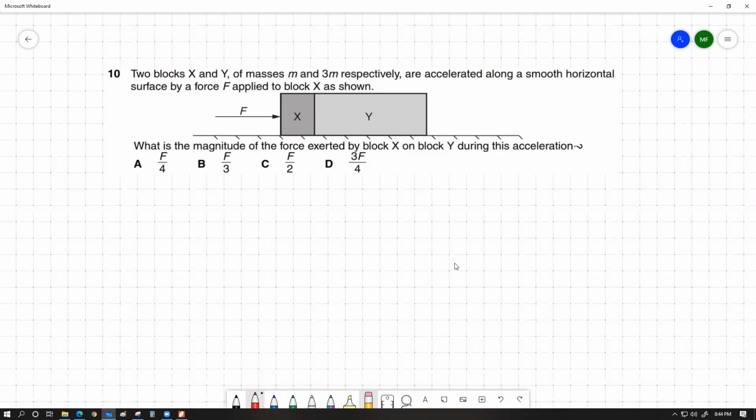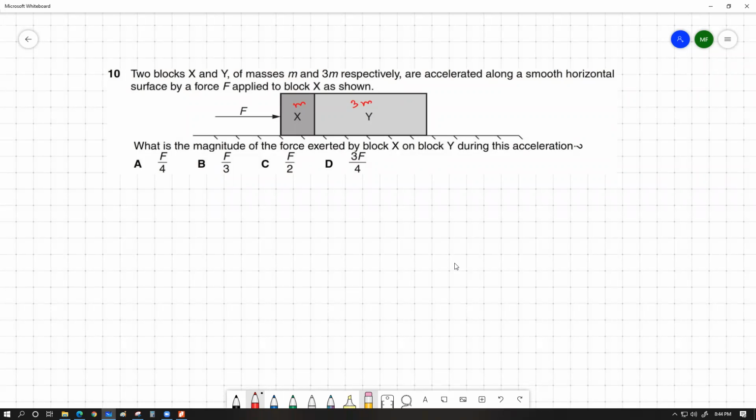Let's try to understand how this works. One of the first things that you need to understand is that this block has a mass of M, and this has a mass of 3M. Whenever we apply this F force on this side of block X, because they're touching each other, both of these, combined mass X plus Y, would move forward with the same velocity and the same acceleration. The combined 4M mass experiences the total applied force F and will have the same acceleration. This is the important part: both objects have the same acceleration.